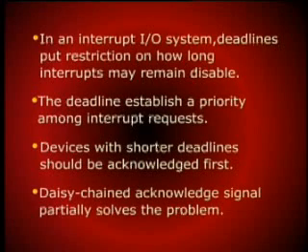Devices with shorter deadlines should be acknowledged first. The priority established by a daisy chain acknowledgement signal only partially addresses the problem. If devices with shorter deadlines are placed closer to the processor in the chain, they will be acknowledged first in case of simultaneous requests. However, if a slower device interrupts just before one with a shorter deadline, the interrupts may be disabled to handle the slow device for longer than the deadline allows.